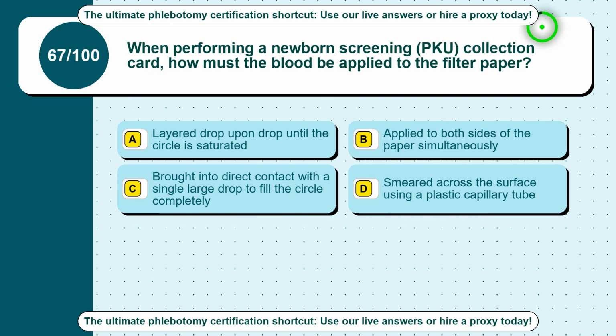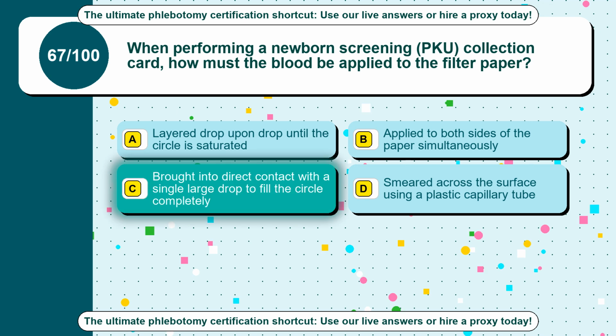Question 67. When performing a newborn screening, PKU, collection card, how must the blood be applied to the filter paper? Option A, layered drop upon drop until the circle is saturated. Option B, applied to both sides of the paper simultaneously. Option C, brought into direct contact with a single large drop to fill the circle completely. Option D, smeared across the surface using a plastic capillary tube.